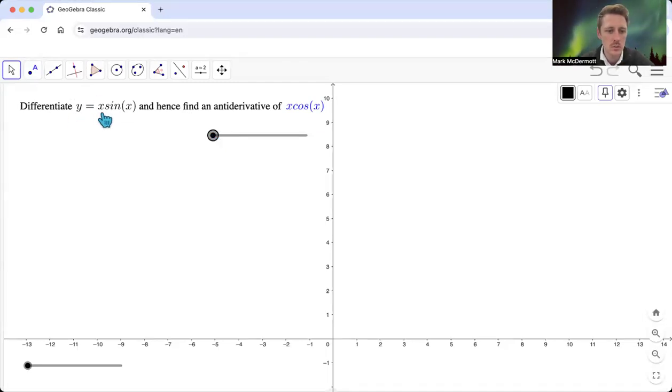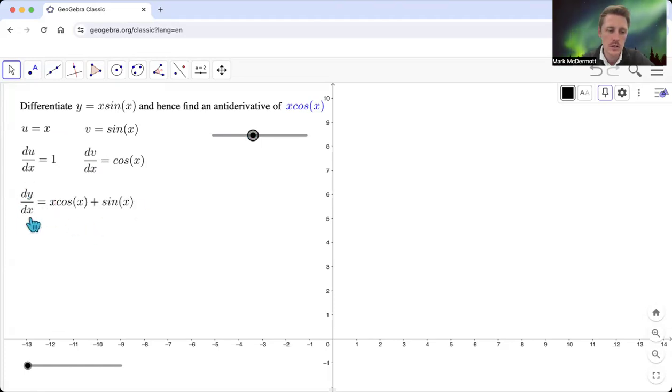So hopefully you realize that that's a product rule. So we've got the first function u, which is x, and the second function v, which is sine x. Okay, and then we've got the derivative of u with respect to x is 1, and the derivative of sine is cosine. Okay, and then you've got to apply the product rule. So u times dv dx plus v times du dx. And that will give you this. This gives us the derivative of x sine x is x cos x plus sine x.